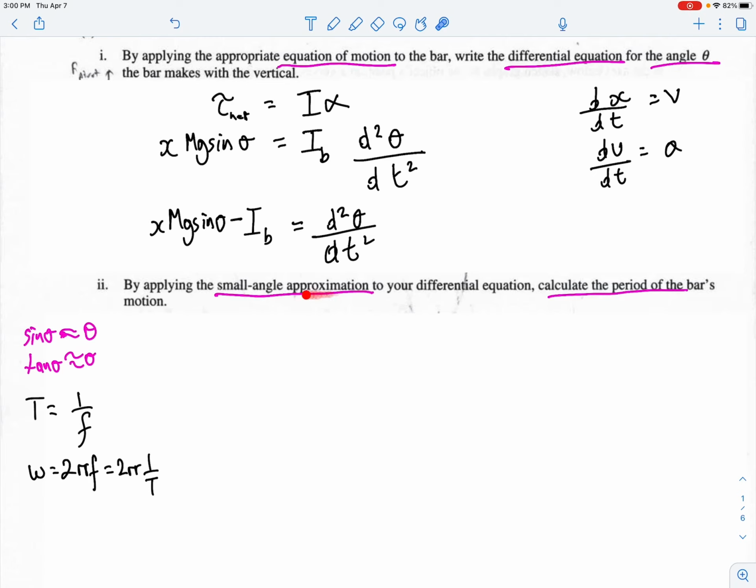They gave you this. They said use a small angle approximation to your differential equation. That means that whatever you're doing, you need to do this. So let's write it back down. So we're going to have d squared theta over dt squared should be equal to, what is this? IB minus IB plus mg.